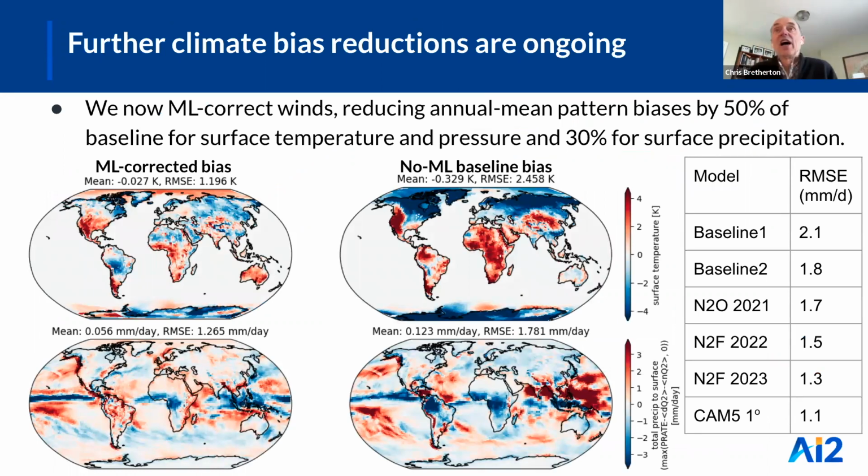Now, so that's where we got to last year. Let's just talk a little bit about a couple of more recent developments before going on to the prospective look. So we've actually further been able to reduce our biases of the machine learning correction by also using machine learning corrections to the wind tendencies.